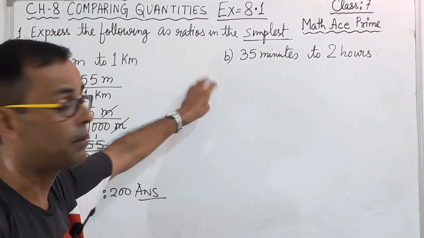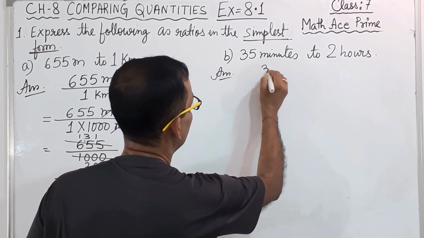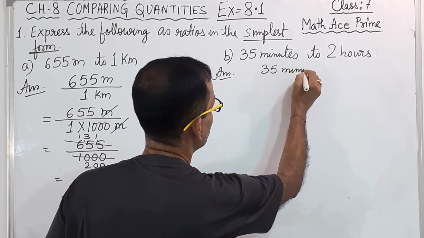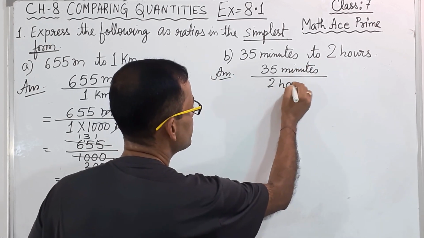Now let us come to some number B. So this one, how will I write? I will write 35 minutes divided by 2 hours.